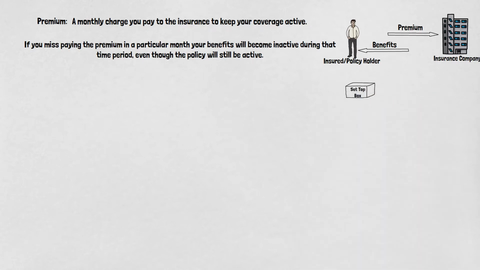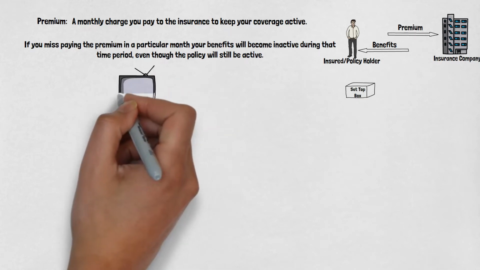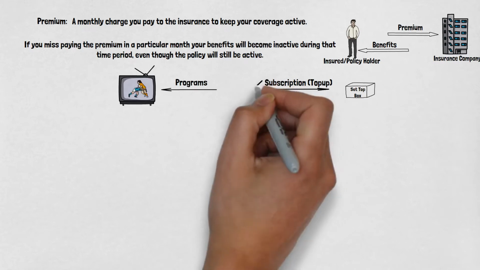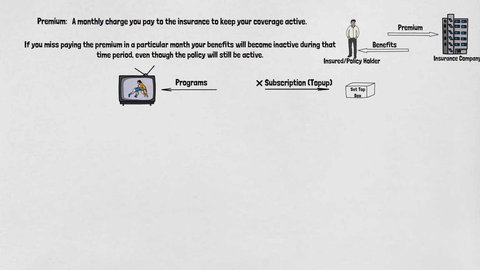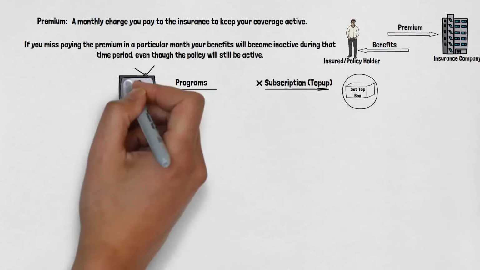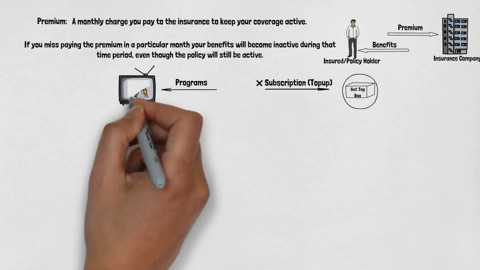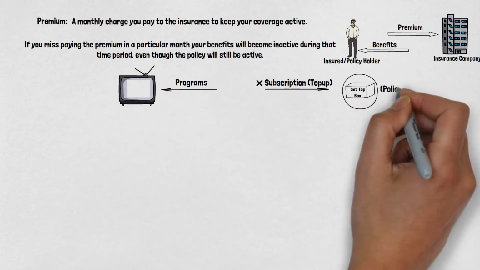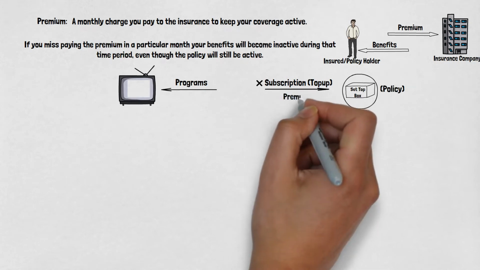In order to understand this in a better way, let us take the example of a set-top box. I'm sure that everyone has a TV at home. Now, in order for us to watch programs on the TV, we need to pay subscription fee or top up the set-top box. If we don't top up the set-top box, then even though we have the equipment with us, we will not be able to see programs on the TV. The same thing applies here. The set-top box is the policy, the subscription fee is nothing but your premium, and the programs are the benefits.